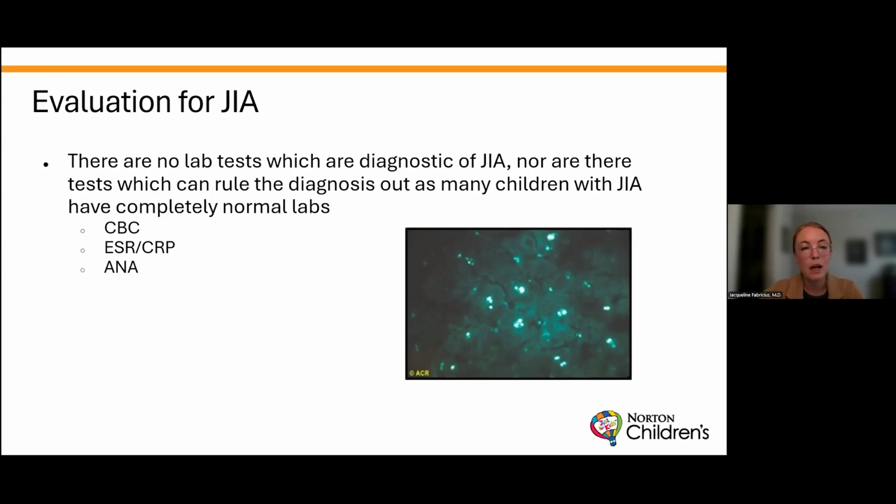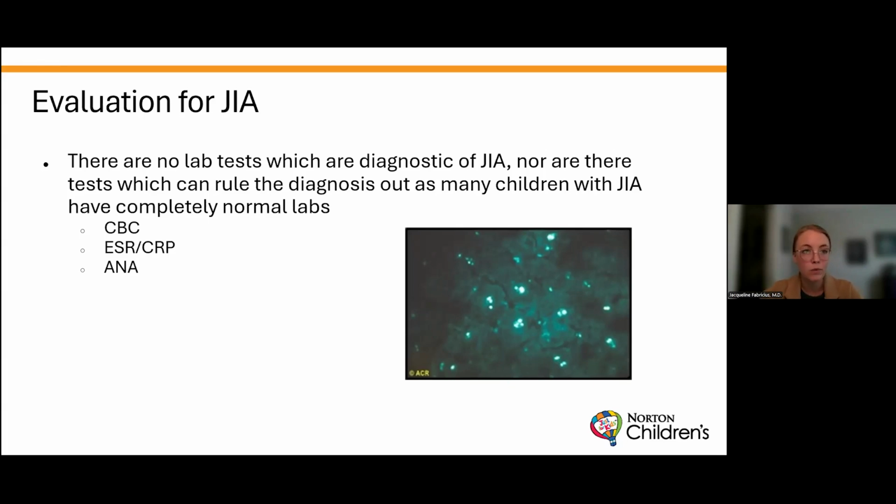So the ANA is positive in less than 50% of patients with JIA. So it is not sensitive for it, and it's not specific, right? It can be positive in lupus, thyroid disease. It's present in 20% of healthy children.